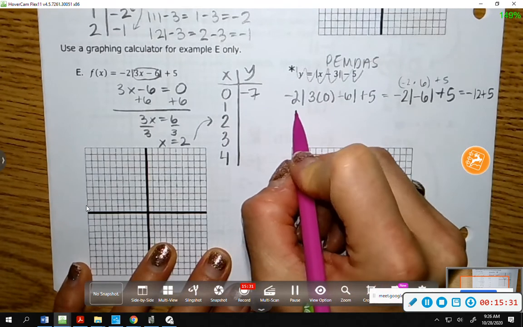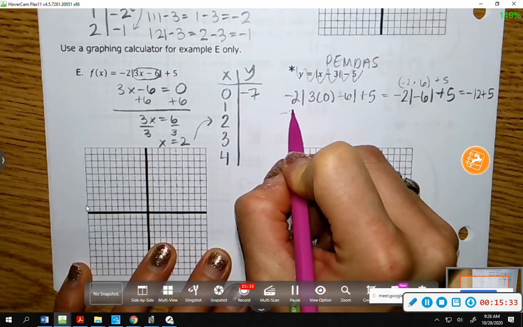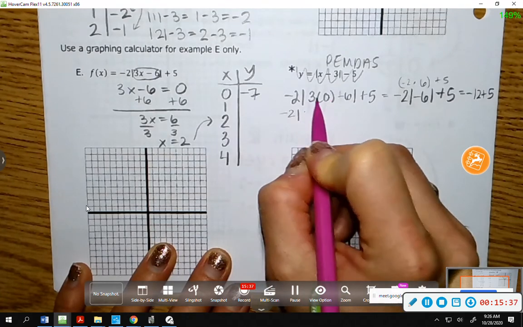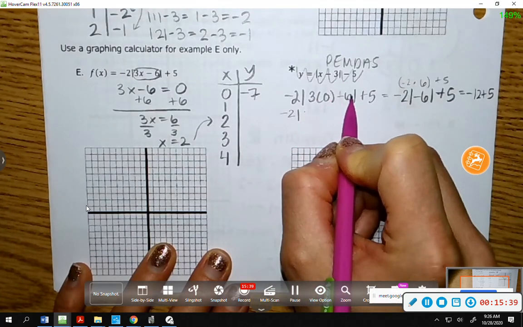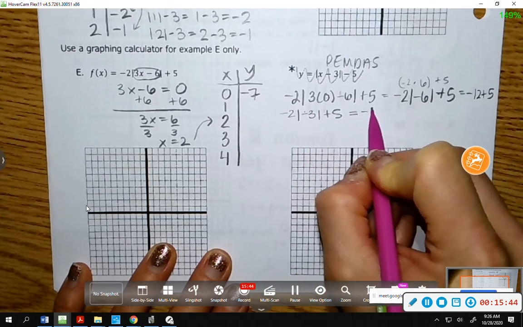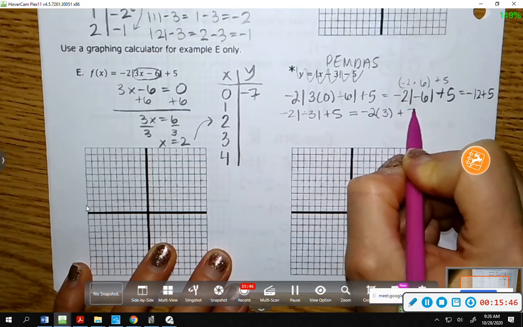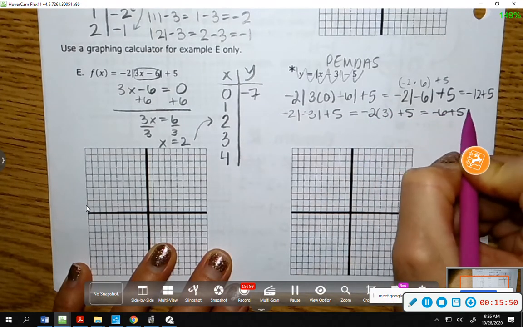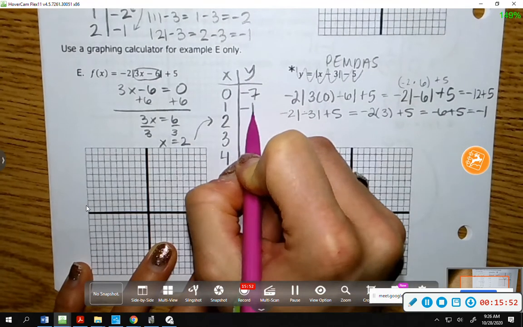All right, next one. Let's plug in 1. Negative 2. Well, 3 times 1 is 3. And 3 minus 6 is negative 3. So the absolute value of negative 3 is positive 3. So let's multiply that by negative 2 to get negative 6. And negative 6 plus 5 is negative 1.